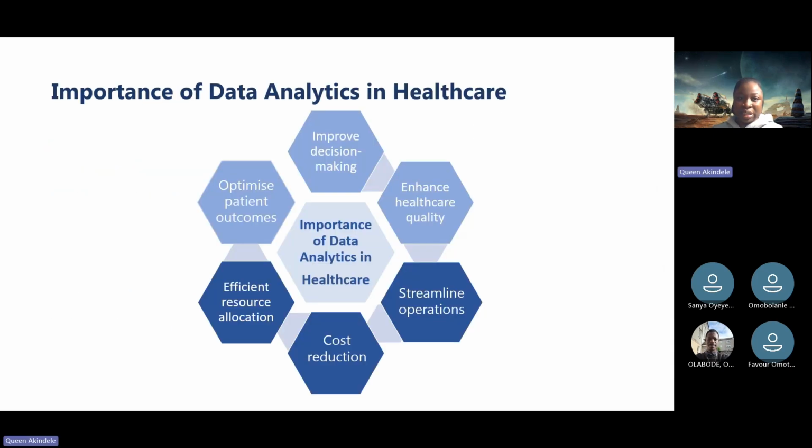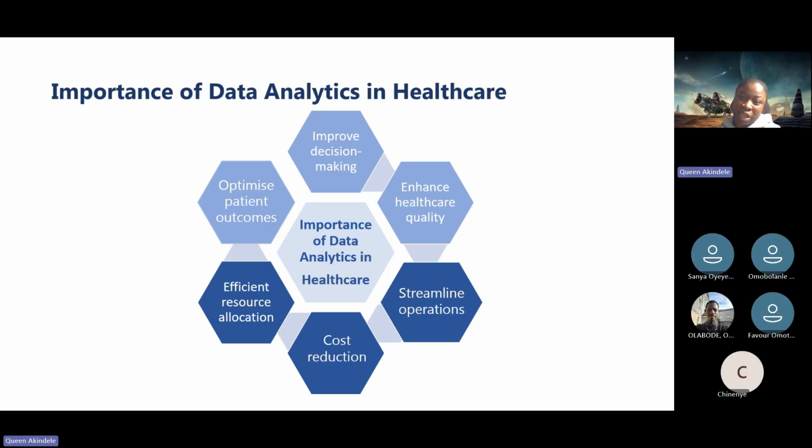So we come here to look at the importance of data analytics in healthcare, following all that story that we've just talked about. We mentioned improving decision making, right? Then we look at enhancing the quality of healthcare, streamlining operations, reducing costs, efficient resource allocation, and optimizing patient outcomes. So, for instance, let's say we want to talk about how data analytics can be used to improve decision making in healthcare.